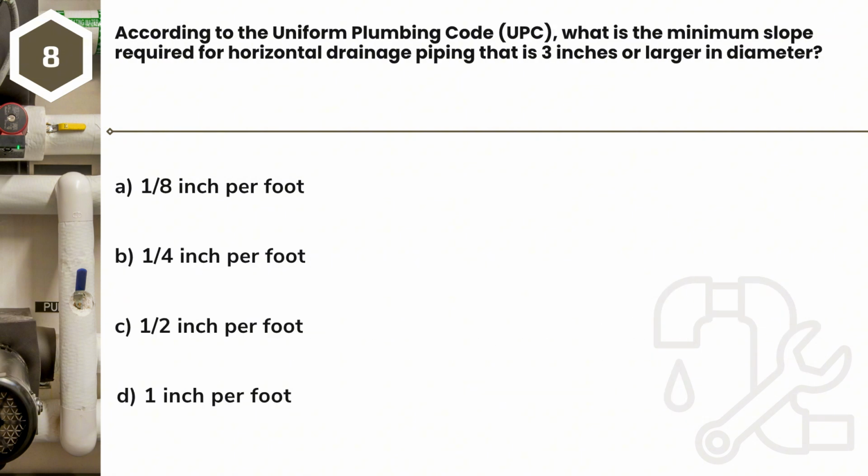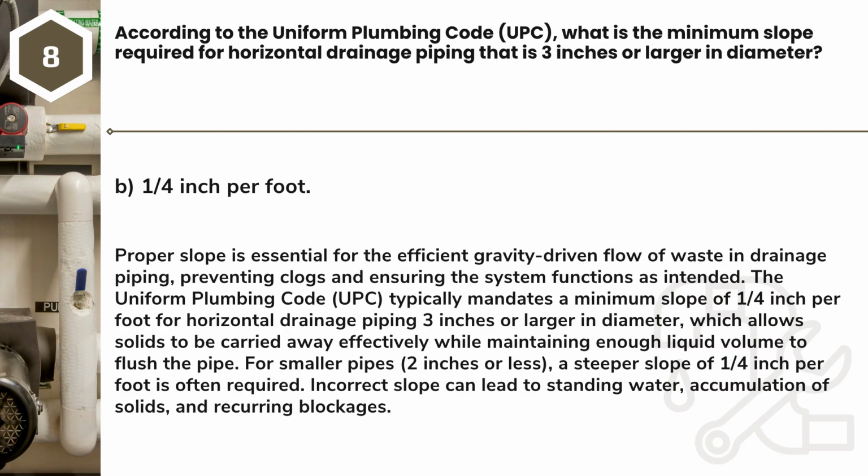Question 8. According to the Uniform Plumbing Code, UPC, what is the minimum slope required for horizontal drainage piping that is 3 inches or larger in diameter? A. 1/8 inch per foot. B. 1/4 inch per foot. C. 1/2 inch per foot. D. 1 inch per foot. Answer, B. 1/4 inch per foot.